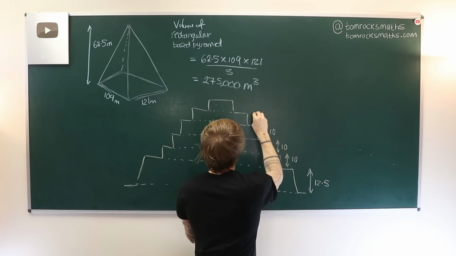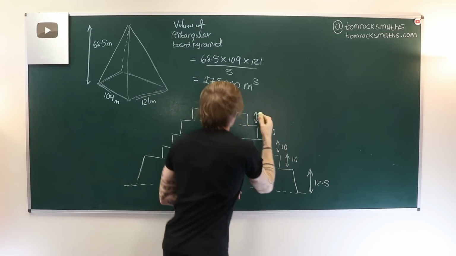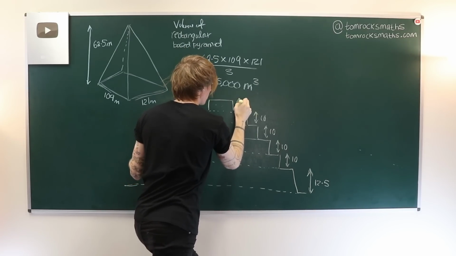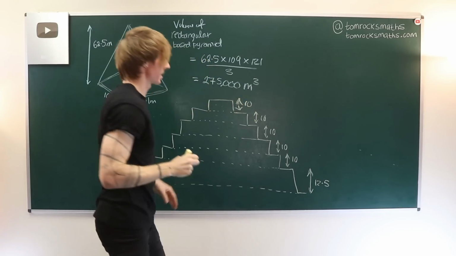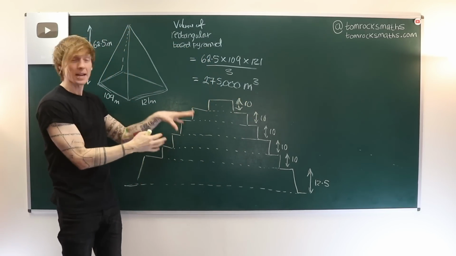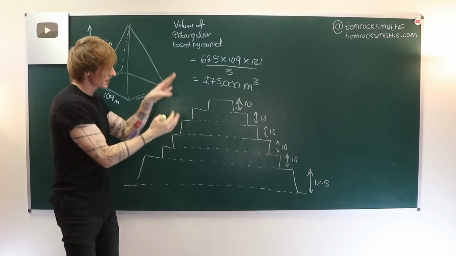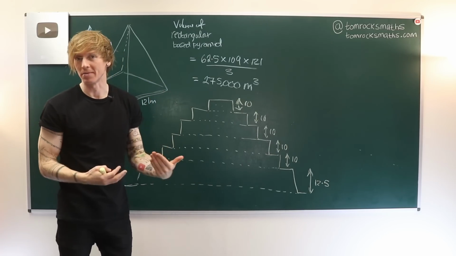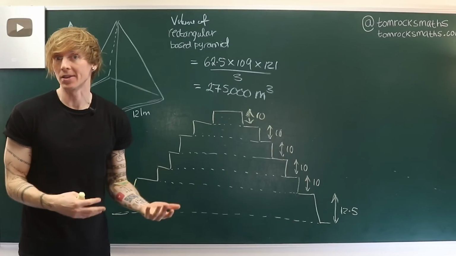So this is saying the 6 layers are approximately the same size, apart from the one at the bottom, which is a little bit bigger. And again, if you look at some of the images, this is a reasonable model for the approximate volume of the pyramid. Okay, now we can start calculating.